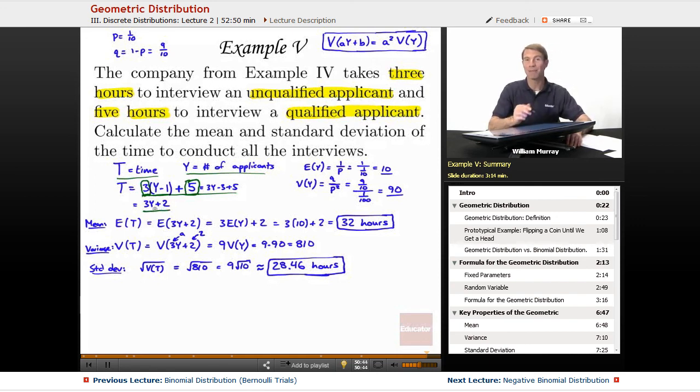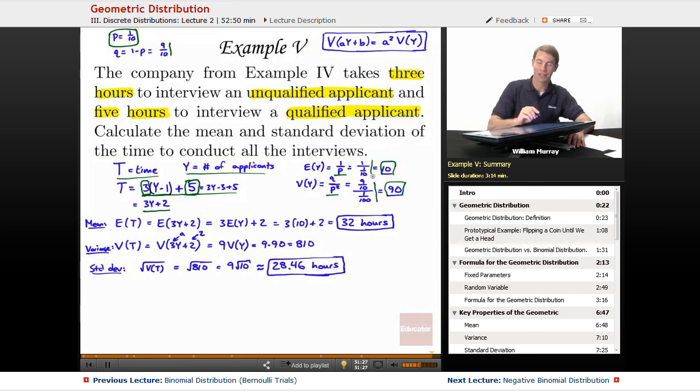Well, to find that, we need the mean and the variance of Y itself. Using those formulas that I gave you on one of the first slides in this lecture, the mean and the variance are 1 over P and Q over P squared. The P was 1/10, coming from example 4, the previous slide, because 10% of the applicants are qualified. So your chance of getting a qualified applicant is 1 over 10. The Q is just 1 minus P, 9/10. So you drop those numbers in here, and you get the mean and the variance of Y as being 10 and 90.